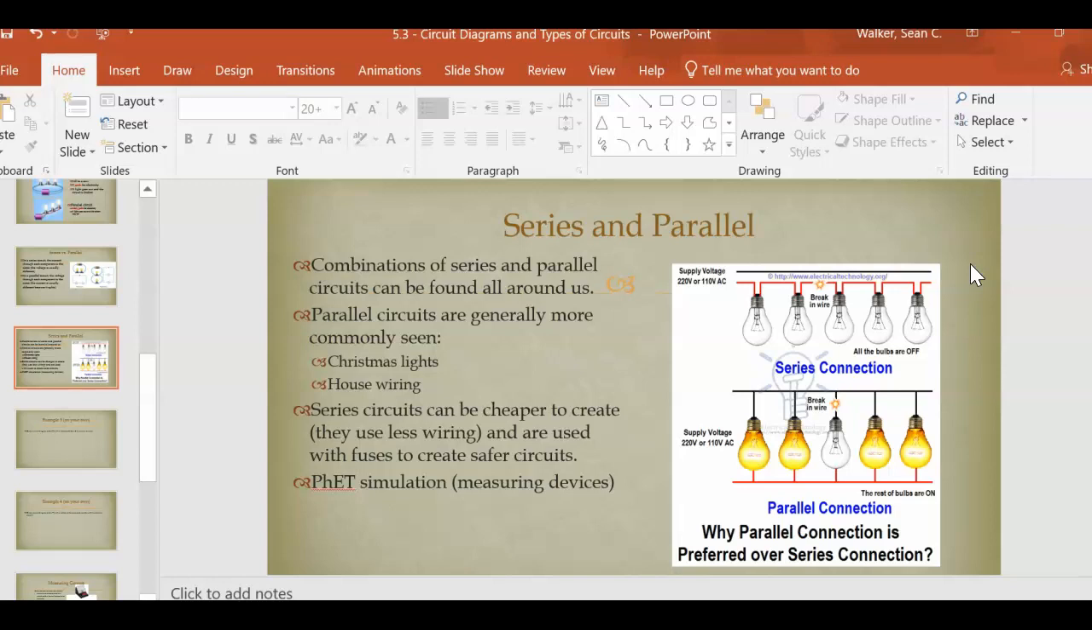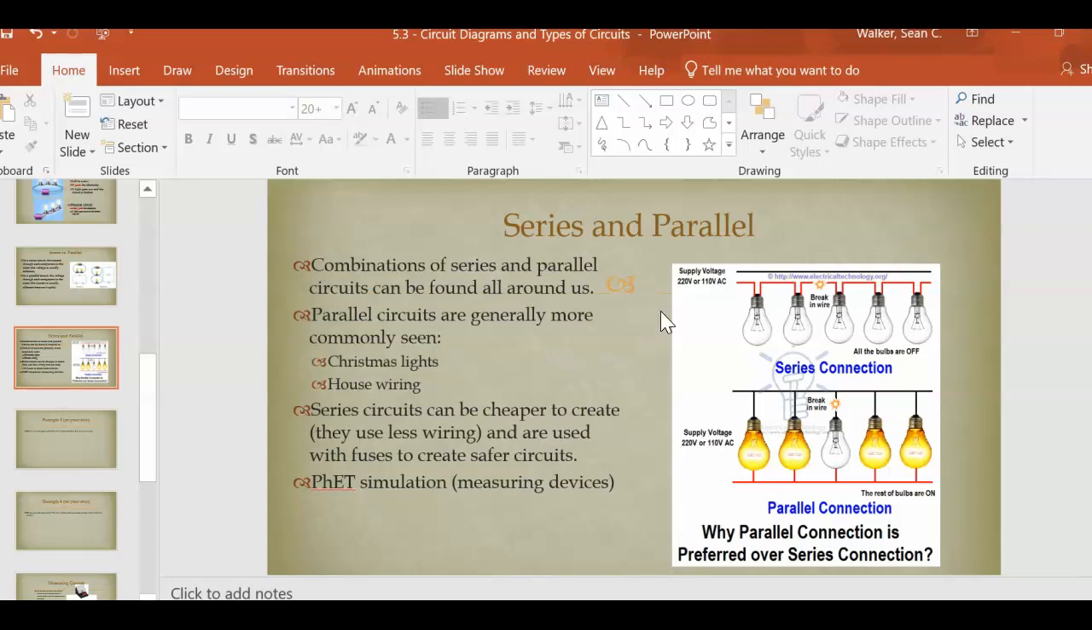So usually house wiring is done in parallel so that each plug or each outlet is on its own separate circuit. So if one stops working, everything in the house can still function correctly. Okay, so your house is usually wired in parallel. Most Christmas lights are also wired in parallel, because let's say you buy Christmas lights and you have like 1,000 tiny light bulbs. If one of them goes out, you don't want the other 999 light bulbs to go out, because that would be a waste of money.